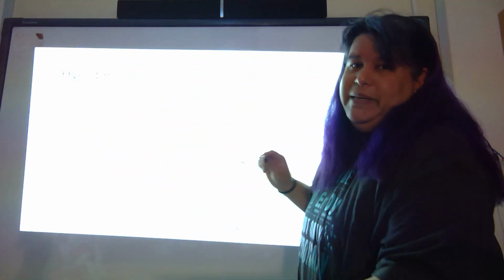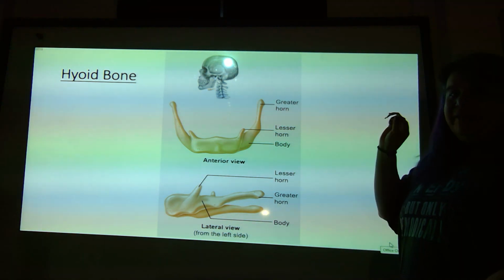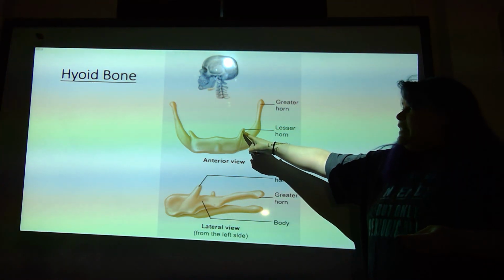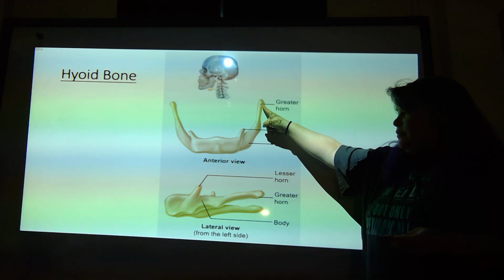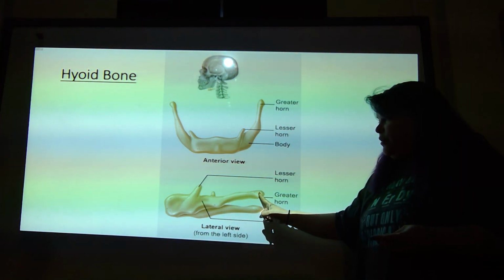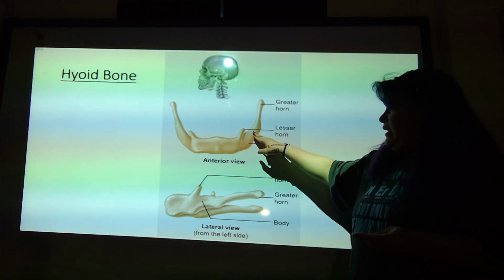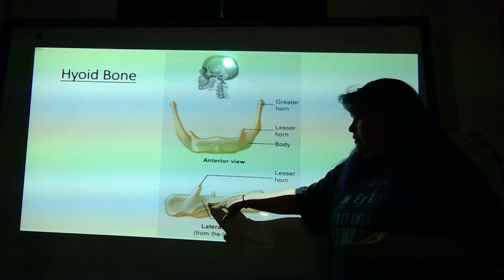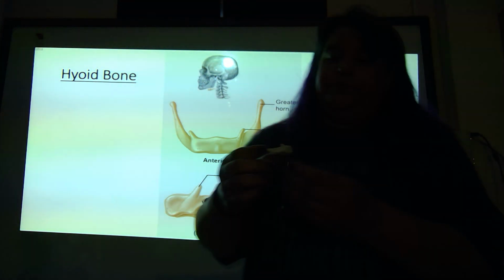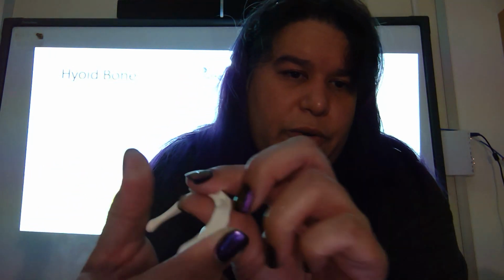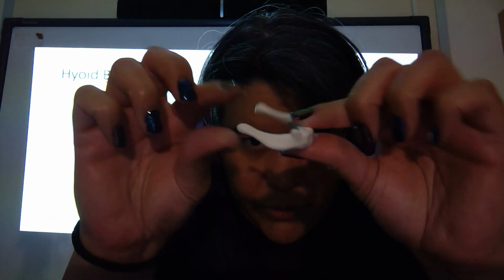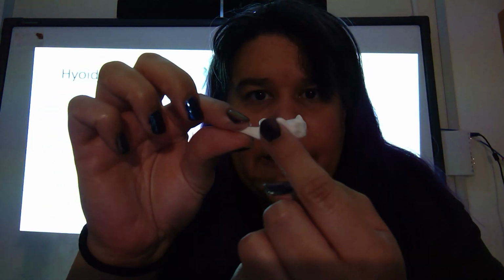So let's look at the parts and pieces of this. Again, hyoid bone. You have the lesser horn and the greater horn. Lesser horn from the side, greater horn. And then you've got the body. The body. So lesser horn, greater horn, and then the body. So that's the hyoid bone. Again, only disarticulated bone in your entire body.